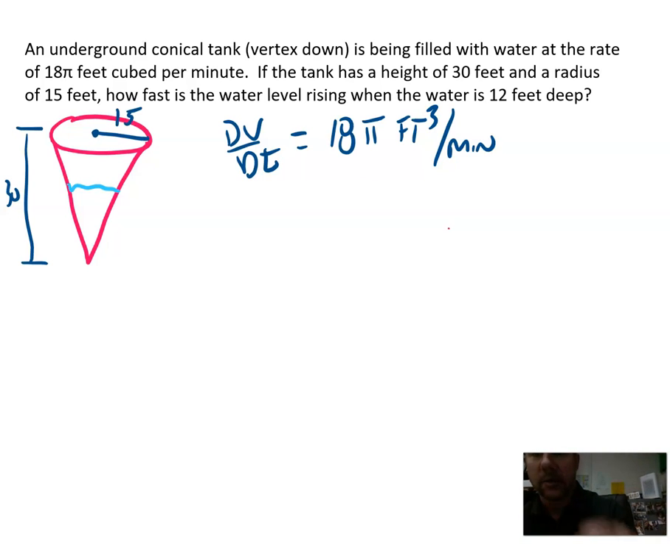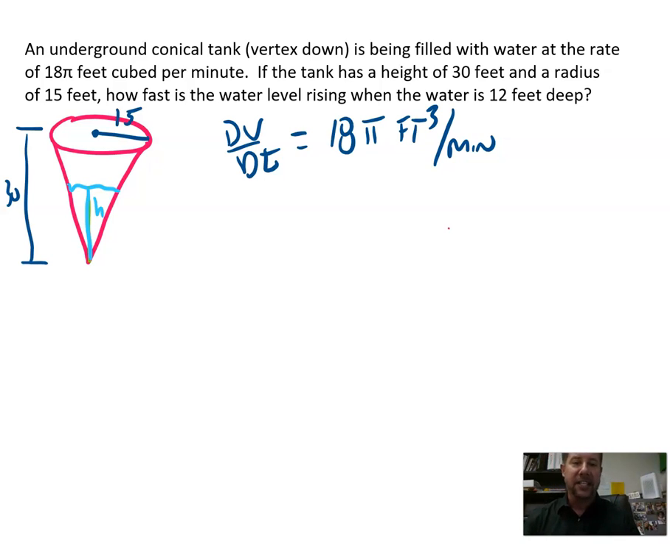Man, we're going to need more colors here. Here's the water level, right? Oh, I should have used blue again. Oh, well. Here's the water level, right? That's the water level. That's changing, right? It's going up. So I need to call that a variable. I'm going to call it h.